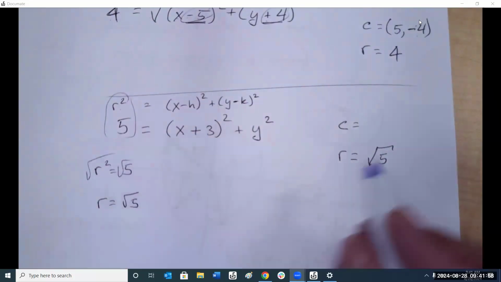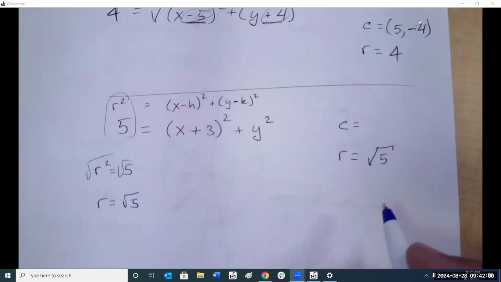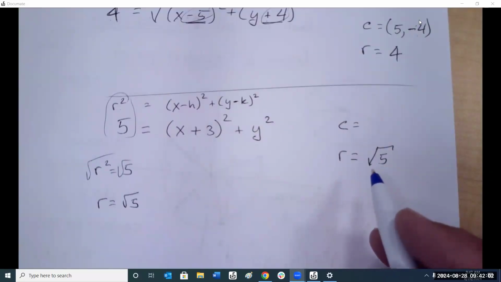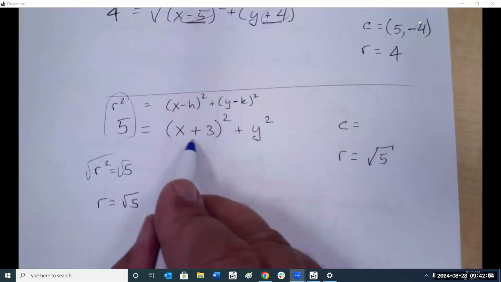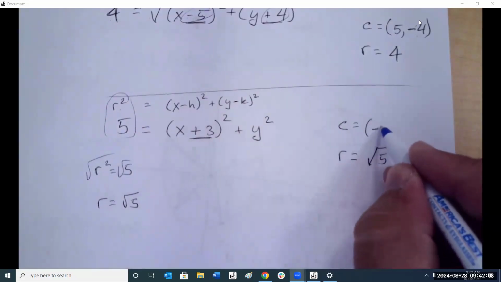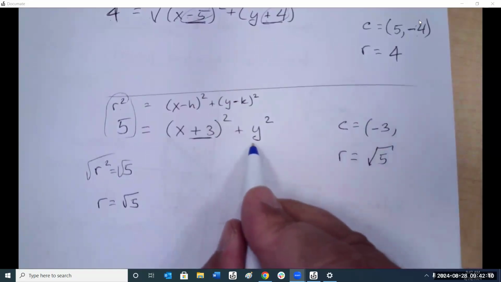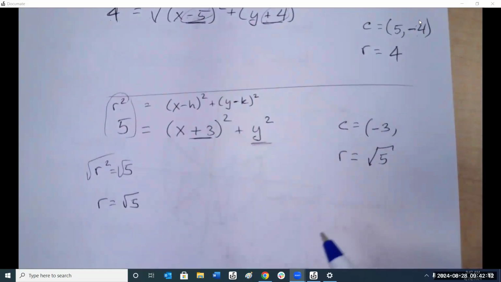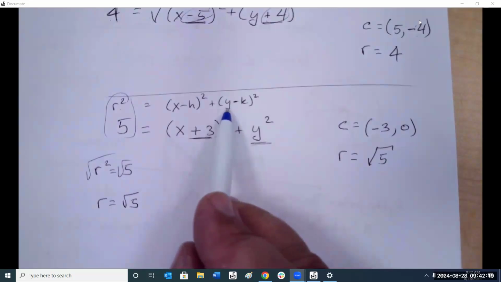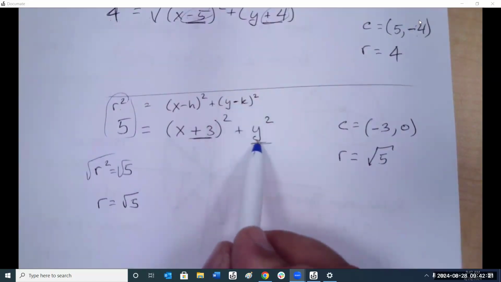So what's h and what's k? There's a number inside here, so it's the opposite of that. It's going to be what? -3. This one doesn't have a k, so what's k going to be? 0, because y minus 0 is simply y.